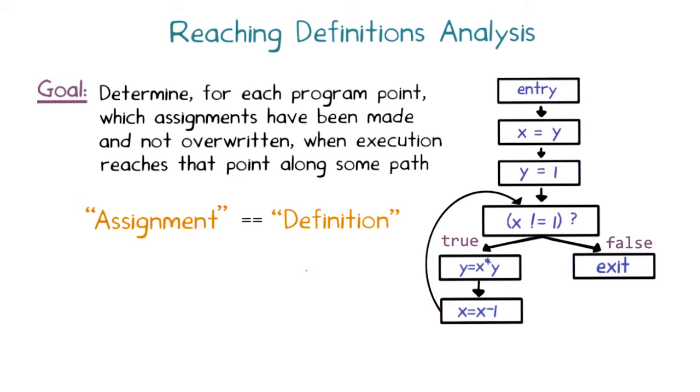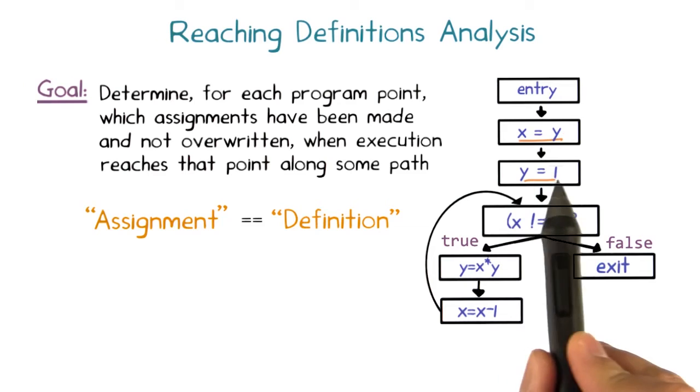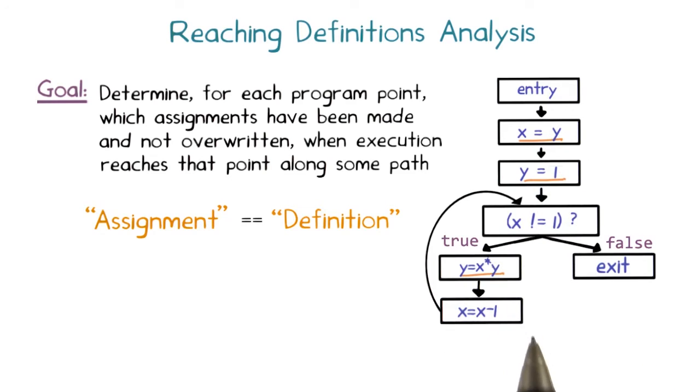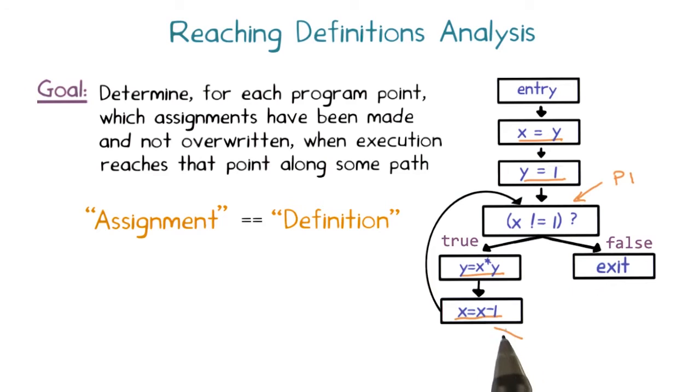Let us look at the following example program. There are 4 definitions in this program. x is assigned y, y is assigned 1, y is assigned x times y, and x is assigned x minus 1. Consider 2 program points, P1 at the entry of this condition and P2 at the exit of this assignment.